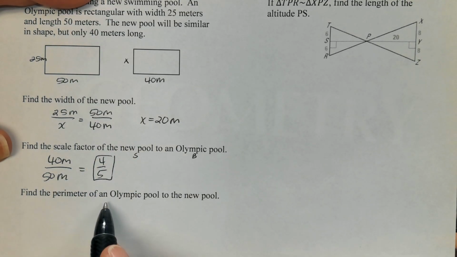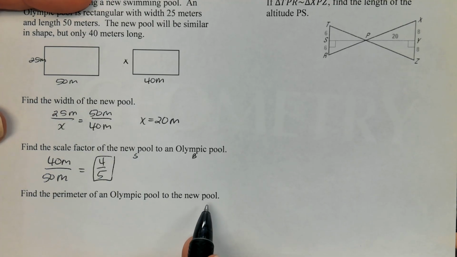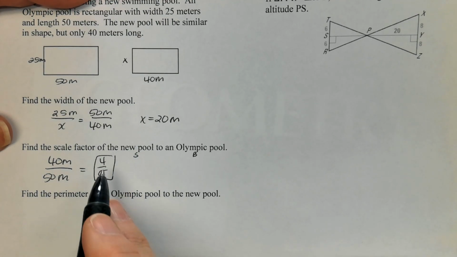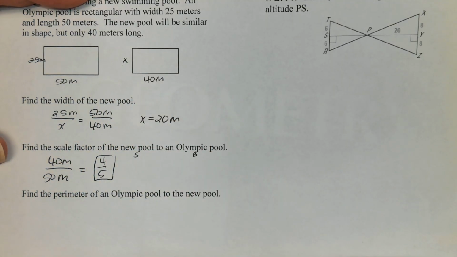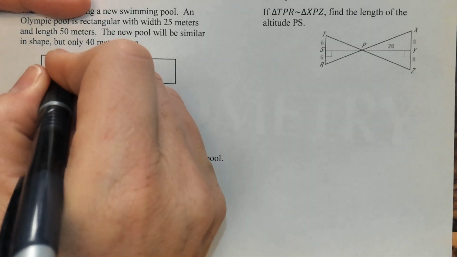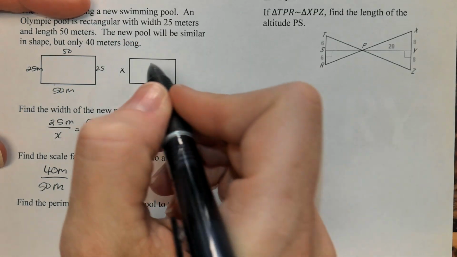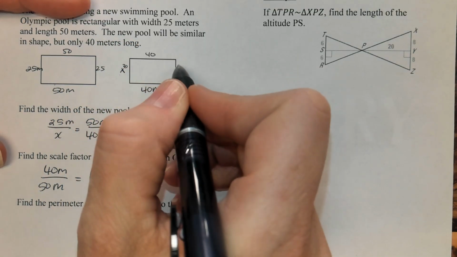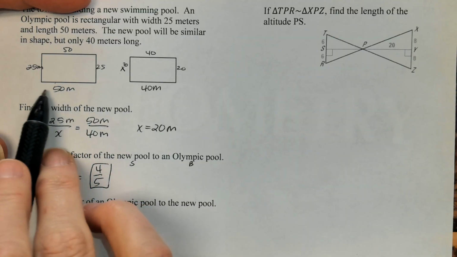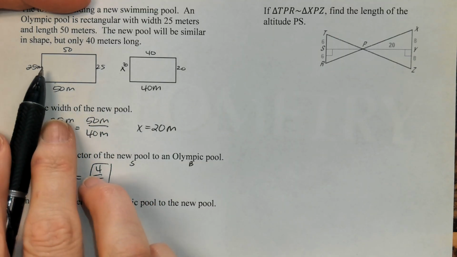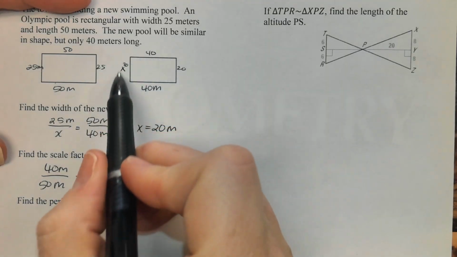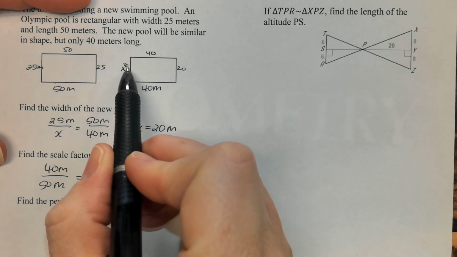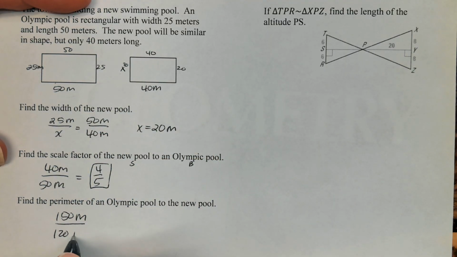Find the perimeter of the Olympic pool to the new pool. I can just use my scale factors to figure those out, or I can figure out what all of the sides will be and then add them up for perimeter. So on a rectangle, kind of nice. I know that those are 50 and 25. We know this is 20 now, so 40 and 20. So my perimeter here will be 150. My perimeter here will be 80, 120.